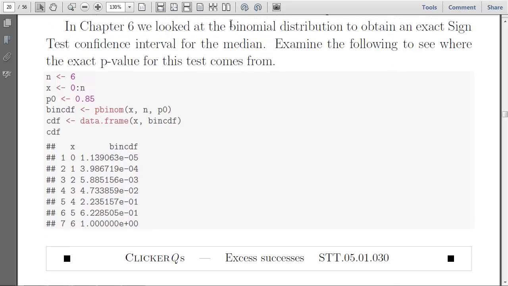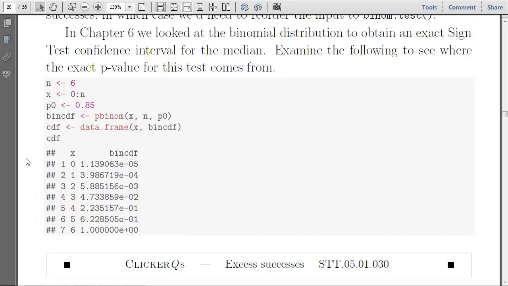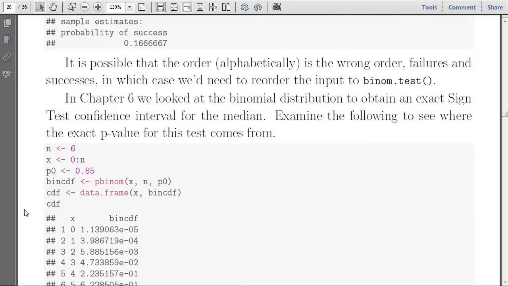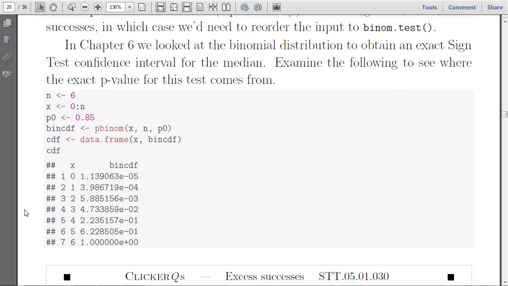If you know something about the binomial distribution, perhaps because you've taken Stat 345 in probability, you'll see that for the cumulative probability distribution, that is the area to the left of a certain number under the binomial distribution, we had 1 out of 6, and this number right here is, times 10 to the negative 4th, 0.0004. It's the same number we had as the p-value right here. So that's just describing where the p-values come from for the exact test.